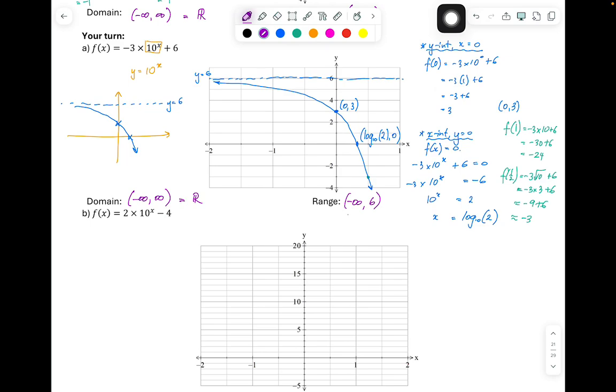Remember to go from the lowest value to the highest value. Okay? Don't forget to pause, rewind, and replay if you want to rewatch.